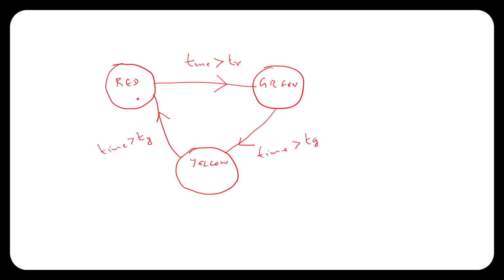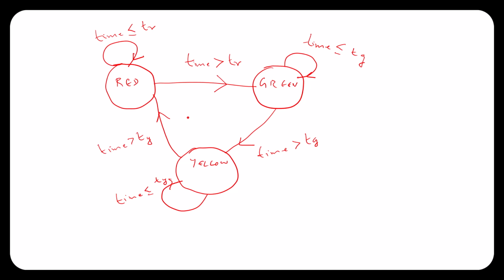But what the thing is missing is, it is supposed to stay in red as long as time is less than or equal to TR. Similarly, it is supposed to stay in green as long as time is less than or equal to TG, and it is supposed to stay in yellow as long as time is less than or equal to TY. This is something that we often miss.